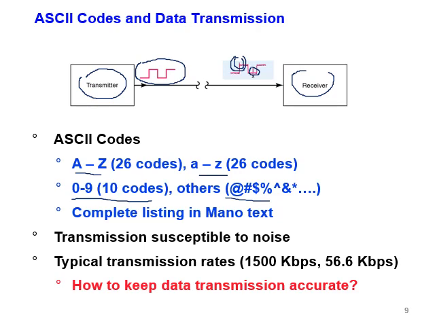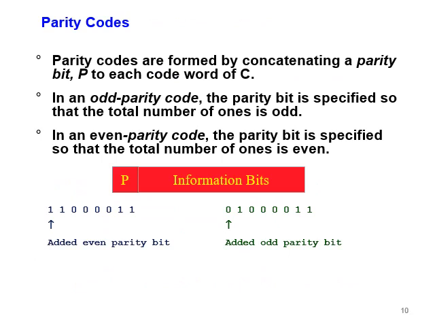We use 500 kilobytes per second, or 56.6 kilobytes per second. Okay, how do we transmit data accurately? Now, one of the ways is we use a parity code. What is a parity code? A parity code is formed by concatenating a parity bit P to each code word of a code. Okay, now it could be an odd parity code when the total number of ones is odd, or an even parity code when the total number is even. I will explain with an example.